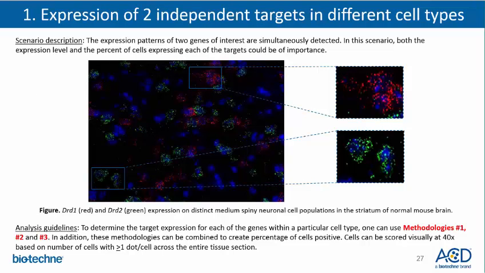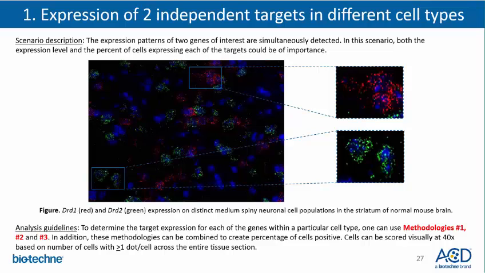The first duplex scenario is the expression of 2 independent targets in different cell types. In this scenario, the expression patterns of 2 genes of interest are simultaneously detected, and both the expression level and the percent of cells expressing each of these 2 targets could be of importance. In this mouse brain example, the 2 targets of interest are DRD1 in red and DRD2 shown in green. Each of these genes marks a different subset of medium spiny neuronal cells in the striatum.